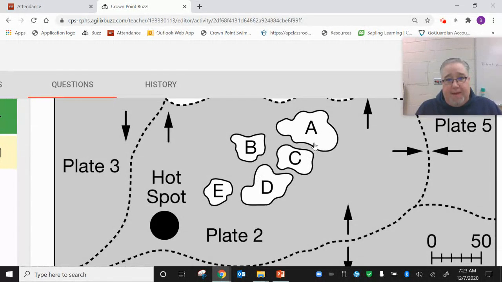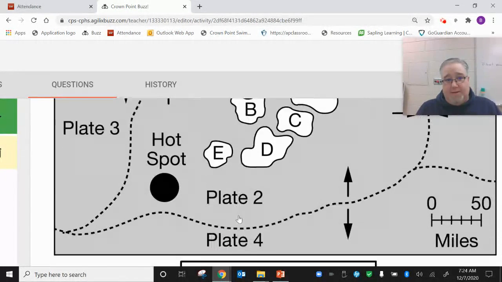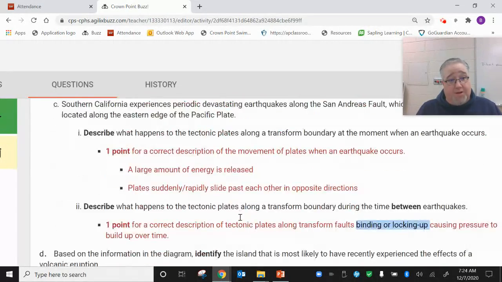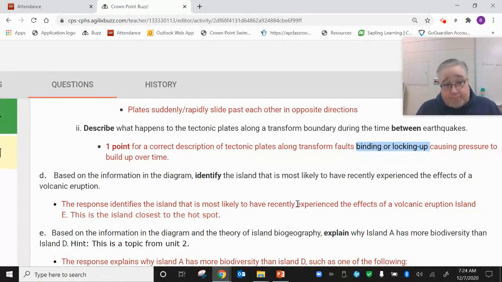So the inference there is that every one of these islands at one time was over this hotspot. Island E is the one that's the closest to the hotspot. So it's the one that was most recently over the spot. So the answer to question D again is Island E, because it's the one that was most recently over the hotspot. It's the one that most recently experienced the effects of the volcanic eruption.